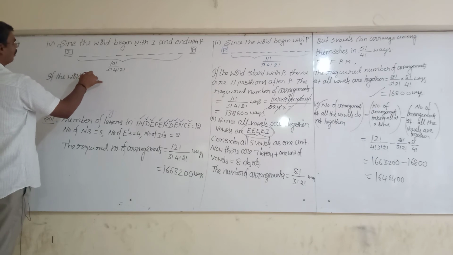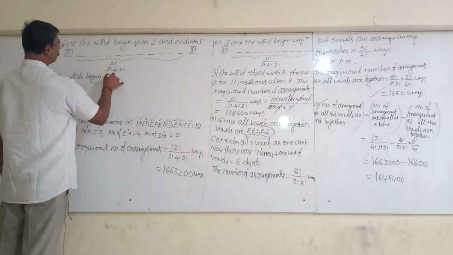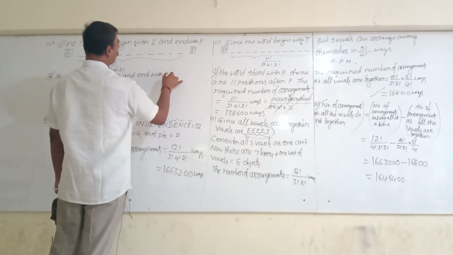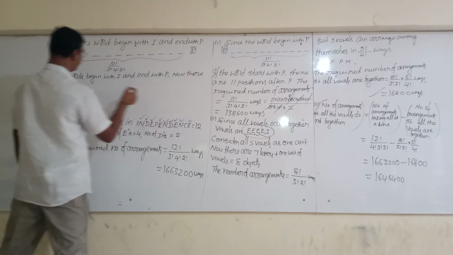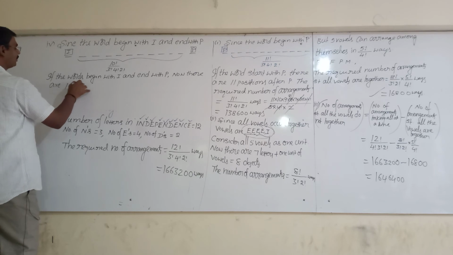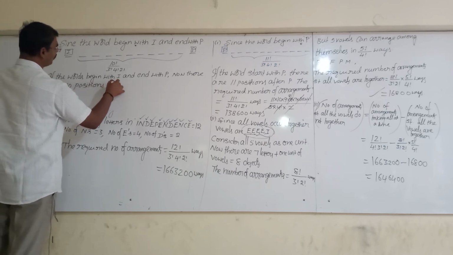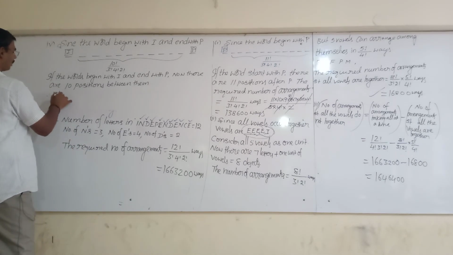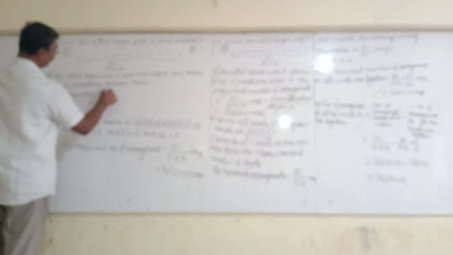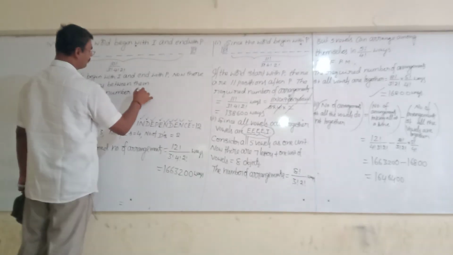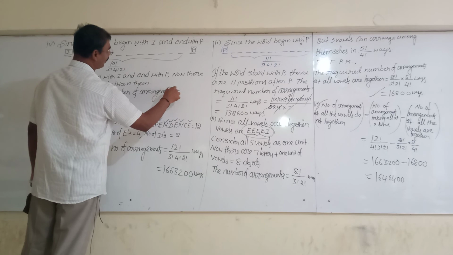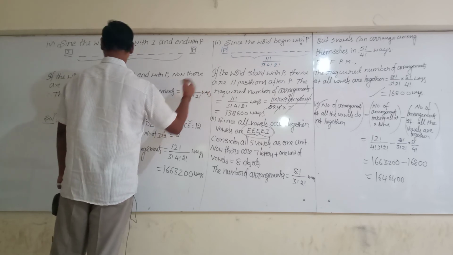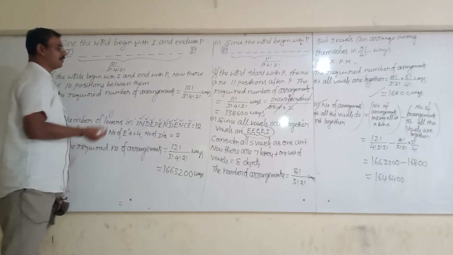If the word begins with I and ends with P, there are 10 blanks between them. Therefore the required number of arrangements equals 10 factorial upon 3 factorial into 4 factorial into 2 factorial ways. Simplify this answer. That is our required answer.